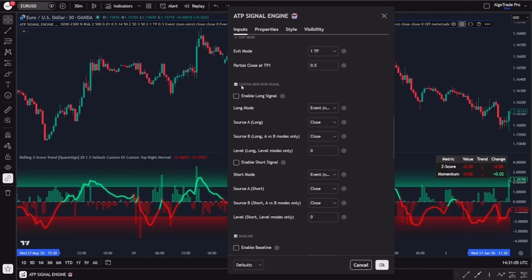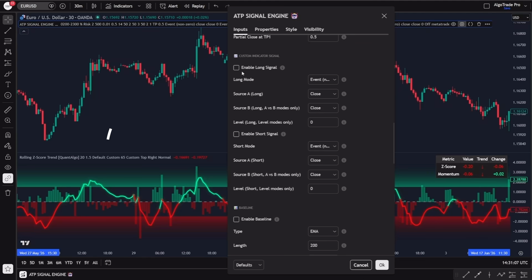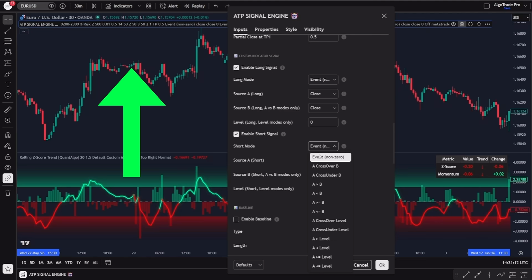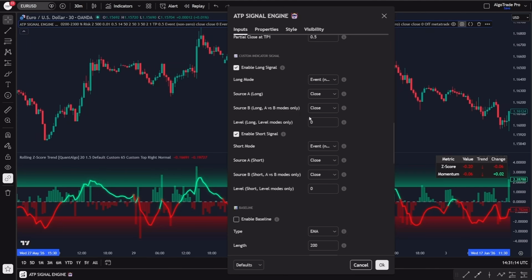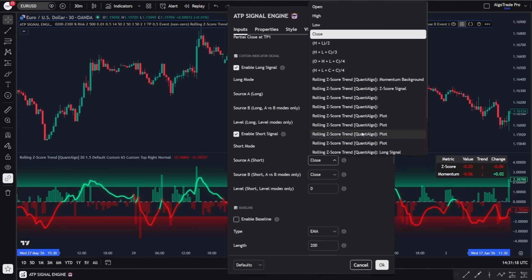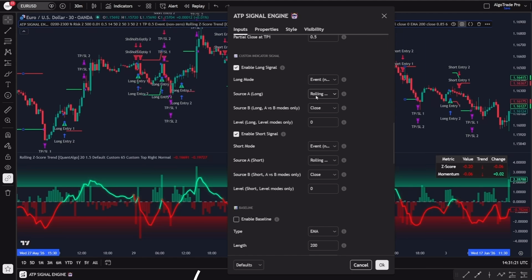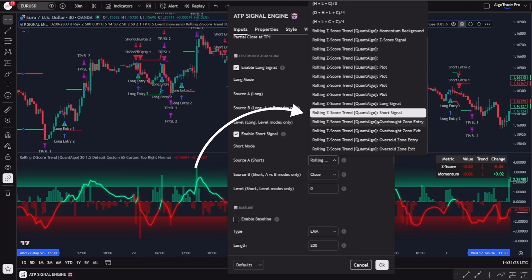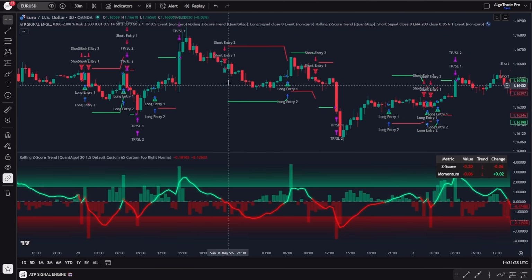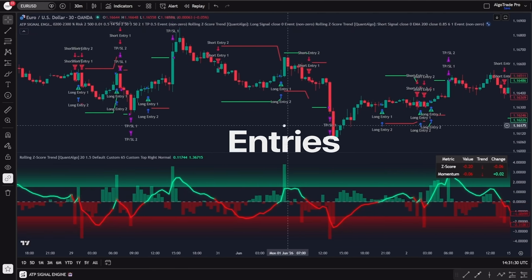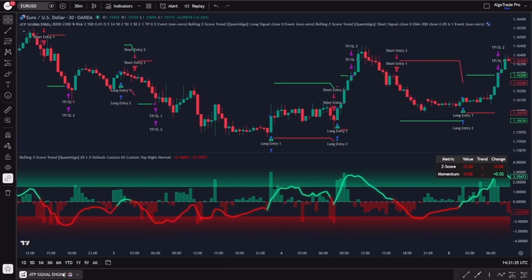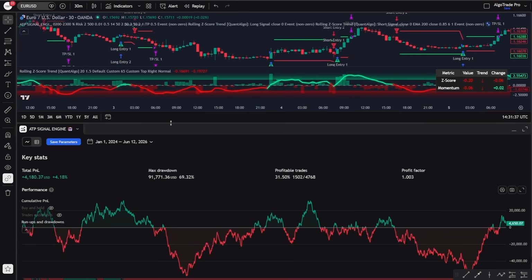Inside the Signal Engine settings, I simply scroll down to the Custom Indicator Signal section. Since the rolling z-score already generates bullish and bearish transitions directly on the chart, I select Event as the signal type, assign the bullish signal for long trades and the bearish one for shorts. And instantly, every trade appears automatically on the chart. Entries, stop losses, take profits, everything. And now we can finally evaluate the indicator objectively.